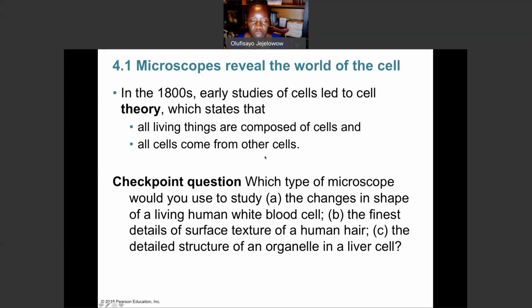So which type of microscope would you use to study changes in shape of a living human white blood cell? The finest details of the surface texture of human hair, or the detailed structure of an organelle in a living cell?